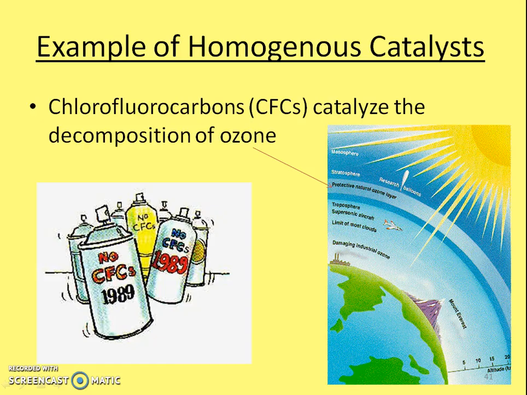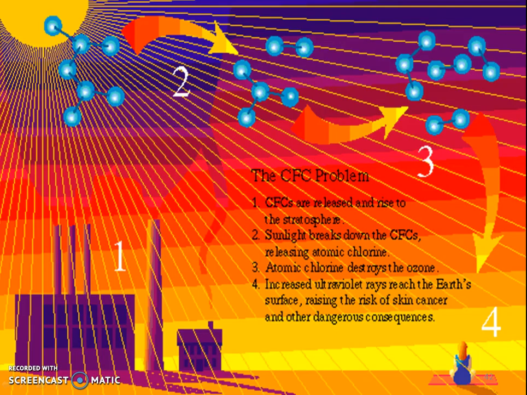So examples of a homogeneous catalyst are these CFCs that in 1989 were a big deal, and they tried to lower that there were no CFCs anymore in like your hairsprays and things like that, because it is a decomposition. It decomposes the ozone layer. So the CFC problem has basically 4 steps.